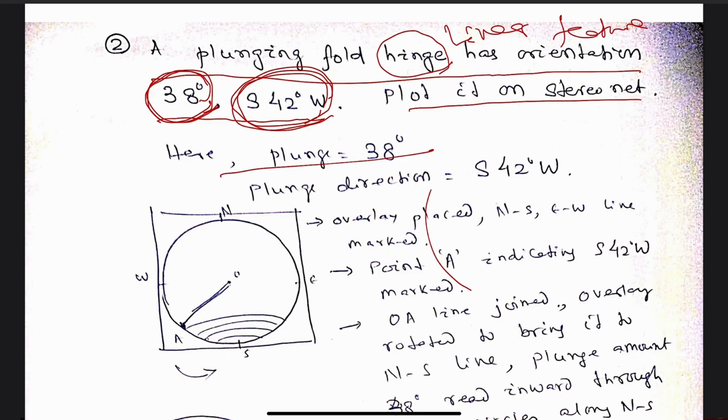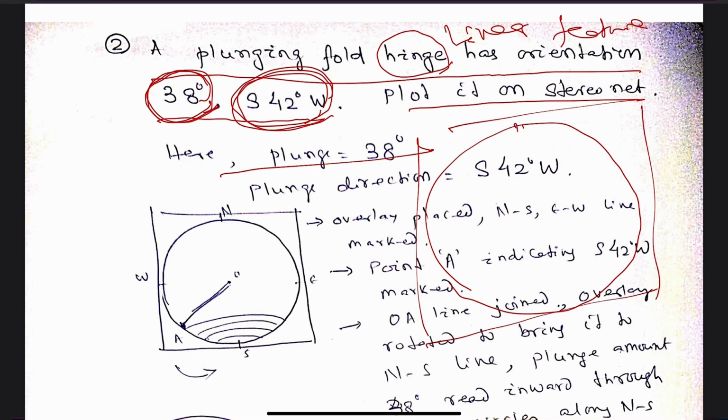So in the stereonet we have to put the overlay, mark these points east, west, north, south. North, south, this is east, this is west. So the direction is south 42 degree west. So this is south, 10, 20, 30, 40. This is the south 40 degree west point on the primitive circle. So this is the center. Along this direction, the plunge amount is 30 degree.